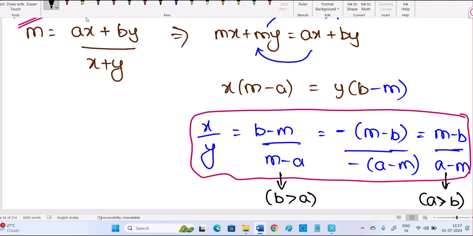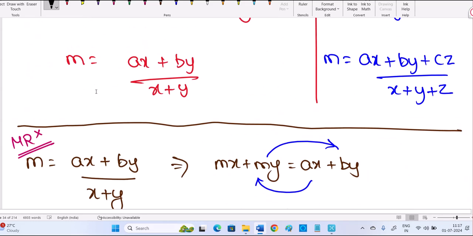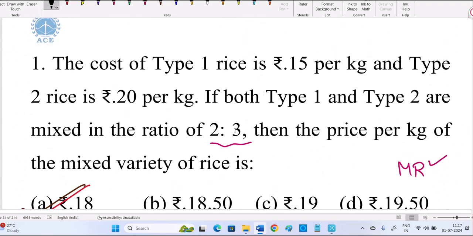I'll give you the example, the first example only in reverse way. In the first example, the first price is given, the second price is given, the mixed ratio is given, and you calculate the mean price. Now for the same question, I'll give the first price, second price, and mean price, and you calculate the mixed ratio. First one 15 per kg, second one 20 per kg, mean price is 18 per kg, calculate the mixed ratio. The mixed ratio should be 2:3. We should get it like that.